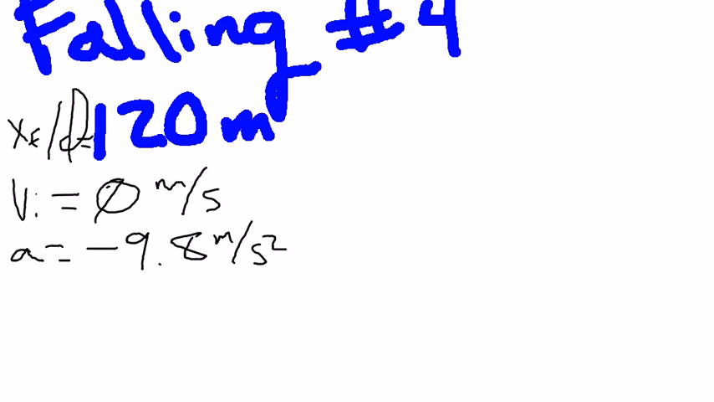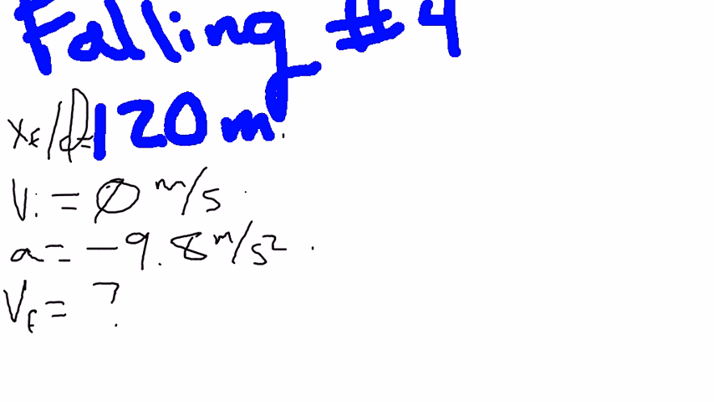So now we have more givens than we thought. We have the 120, we have the 0, we have the negative 9.8. They're asking how fast. So it's asking for VF when it hits the water below. So VF equals question mark. Okay. All right, so we plug it in and we have to pick our equation.